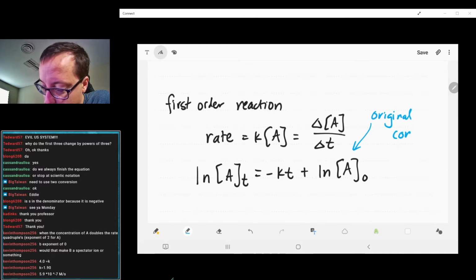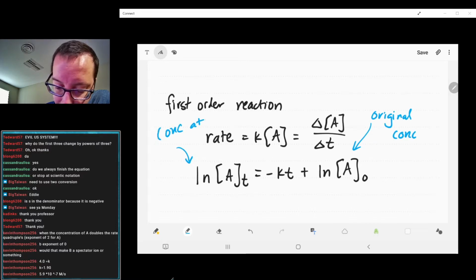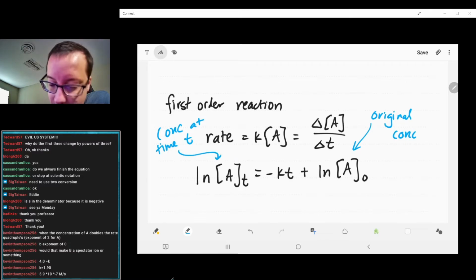Your original concentration here, and you will have your concentration at time t, natural log thereof. That's what I meant by that. So we're going to be able now to evaluate, at a particular time, what our concentration is going to be.